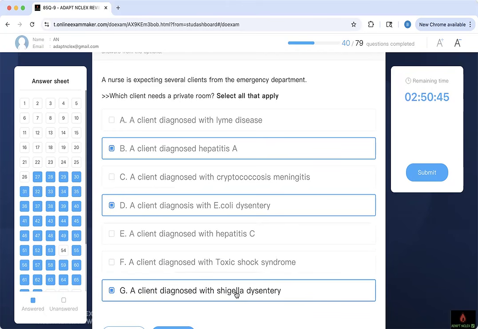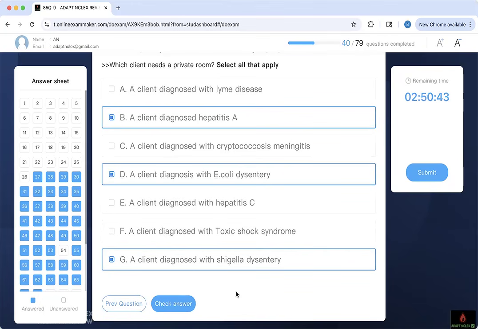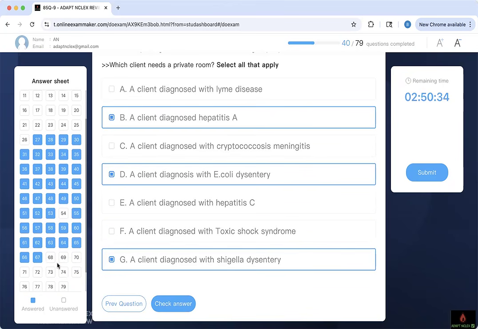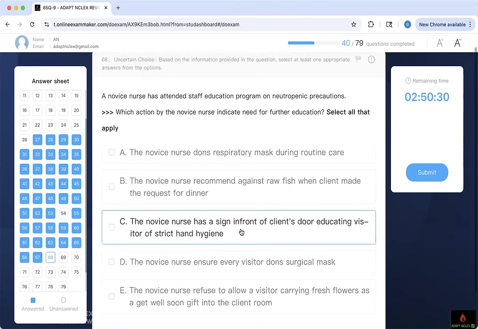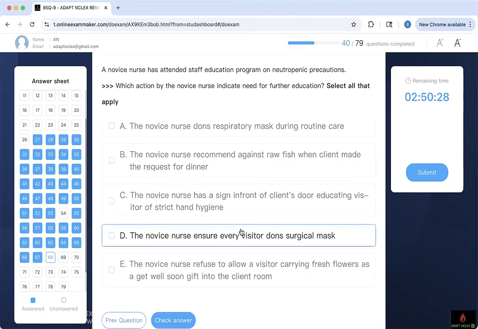Dysentery is what? What do you think? Contact precaution. This is the way you should approach these kinds of questions. You just know what they're going to track you, and then you know the organism. If you need more, check the Adaptation class. We move to safety. You have to do infection control, then safety to prevent harm to the patient.